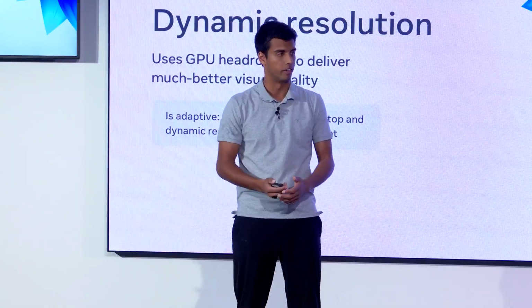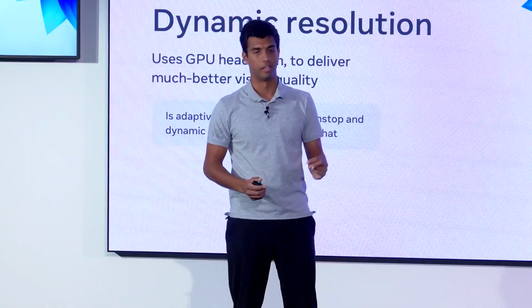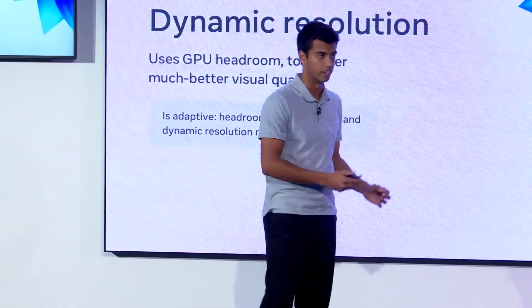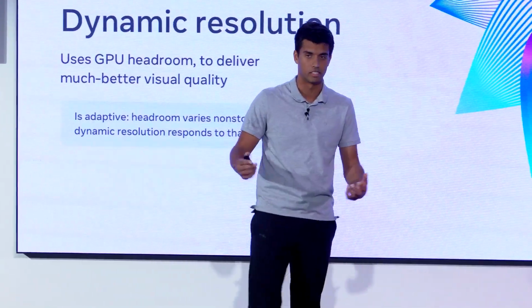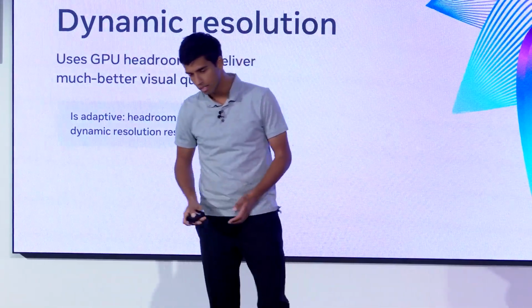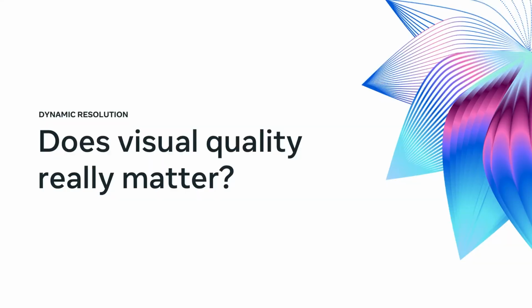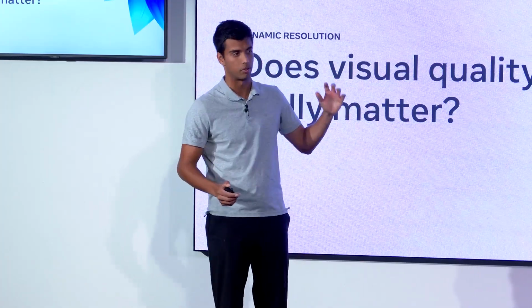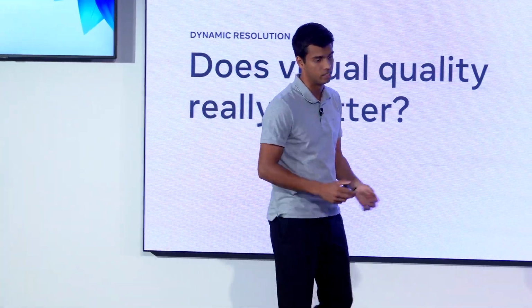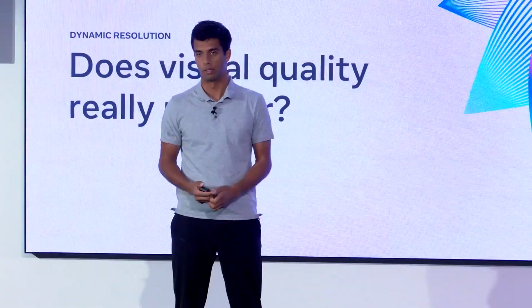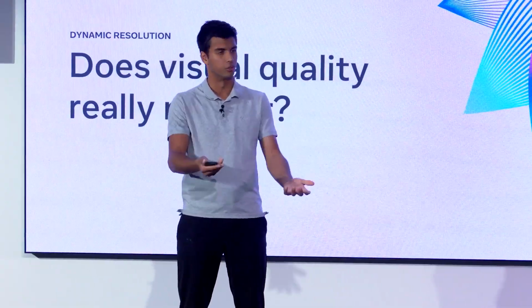So it sounds like a good win. It's adaptive, which means that if there's not any spare headroom in a certain scenario, it's not going to bump up. But if there is, it's going to bump up a bunch. But a question that we've got from some of you devs is, what's the point? What's the real end goal of doing all of that? Does visual quality really even matter? Like, sure, dynamic resolution is providing an undeniable visual quality win to apps, but do your users really care?